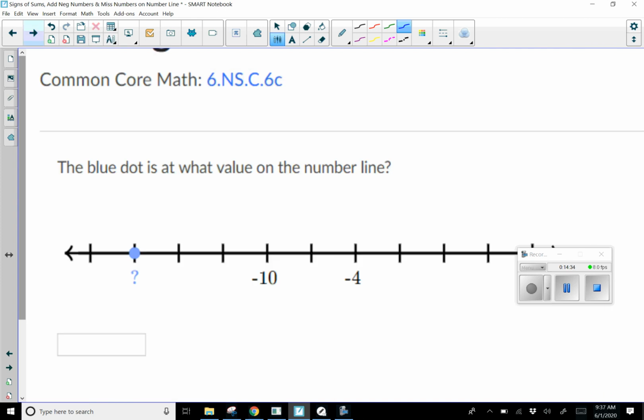Okay, again, we've got negative 4 and negative 10. Those are separated by 6 units, which means each tick mark represents 3 units. So if I were to go 3 units to the left of negative 4, I would be at negative 7. 3 units to the left of negative 7 would be negative 10, which makes this next one negative 13. Then after that, negative 16, which means our question mark would be negative 19.